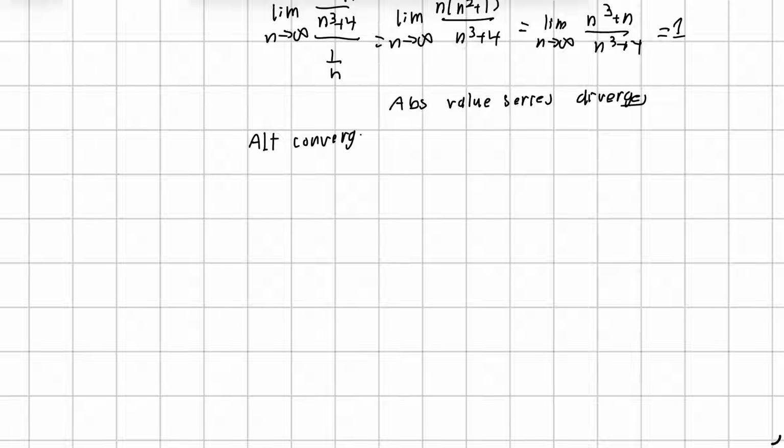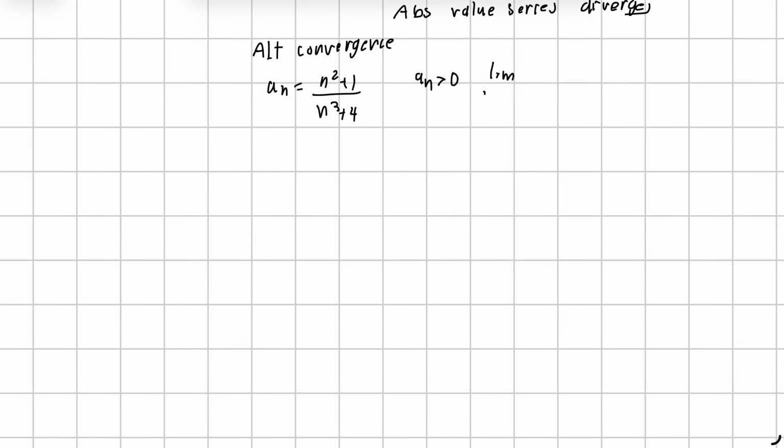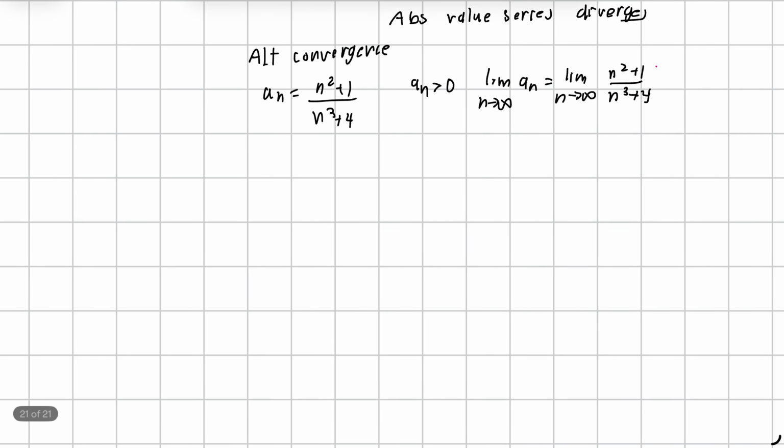Now let's check our alternating series convergence. Let a sub n equal (n squared plus 1) over (n cubed plus 4). First, a sub n is going to be greater than 0. We also know the limit as n approaches infinity of a sub n is the limit of (n squared plus 1) over (n cubed plus 4). Let's divide everything by n cubed. We get the limit as n approaches infinity of (1 over n plus 1 over n cubed) divided by (1 plus 4 over n cubed).